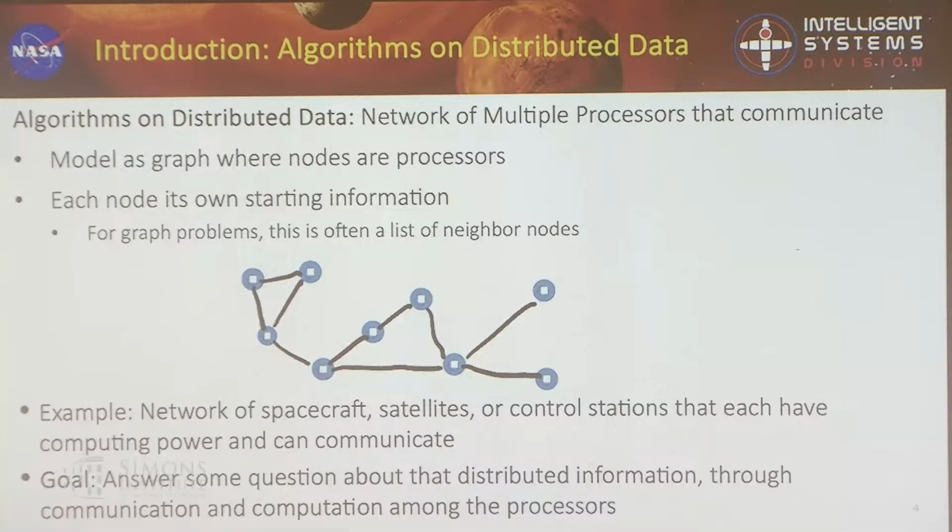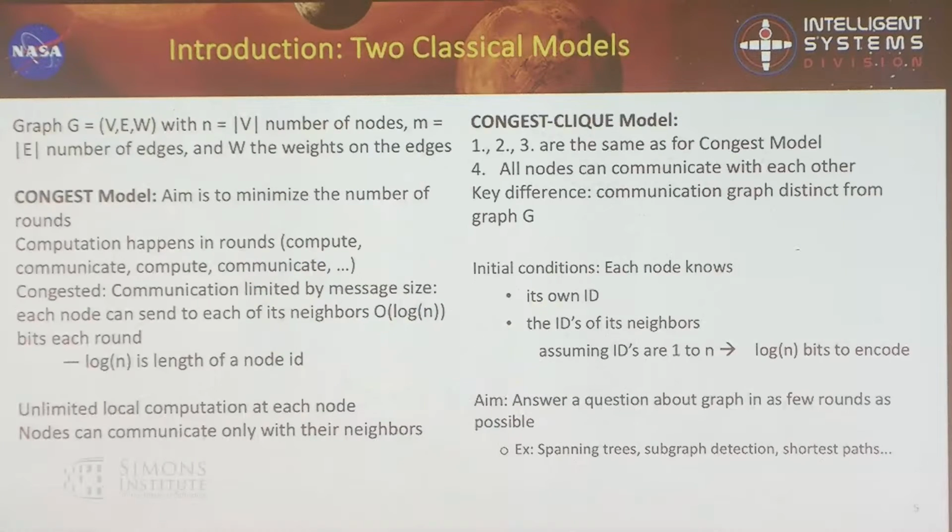There are a number of models you can use, but we're going to be looking at bandwidth limited models. So I'll introduce two classical models. Assume you have a graph with a certain number of vertices, edges, and weights on the edges. And the CONGEST model basically limits the amount of bandwidth you have to communicate each time. So communication happens in rounds.